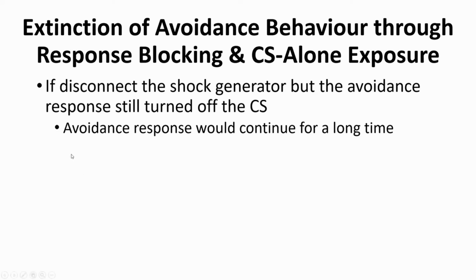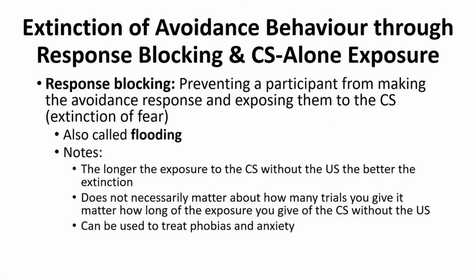So to try and actually extinguish the avoidance behavior, what we have to do is somehow change our relationship with this conditioned stimulus. And that's where our response blocking and CS alone exposure comes into effect. Now, response blocking, which is also called flooding, is basically preventing a participant from making the avoidance response and forcing them to be exposed to our conditioned stimulus.